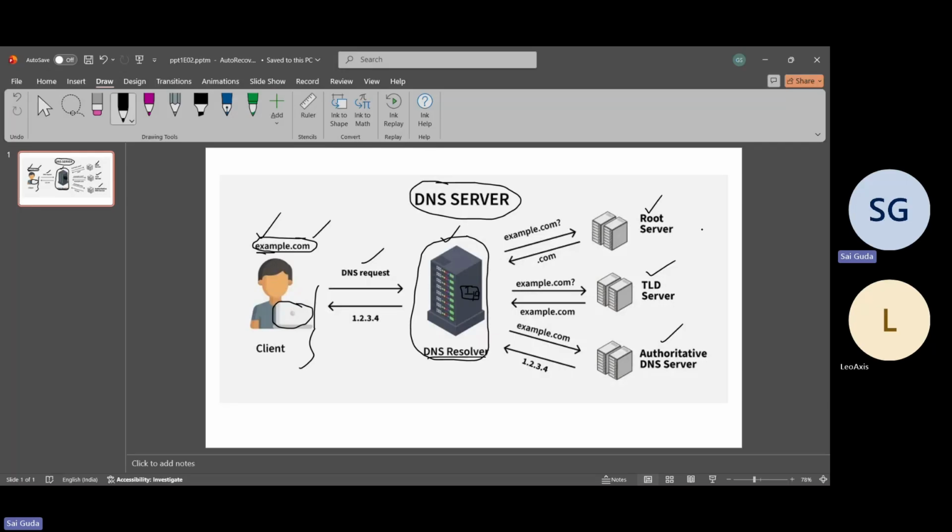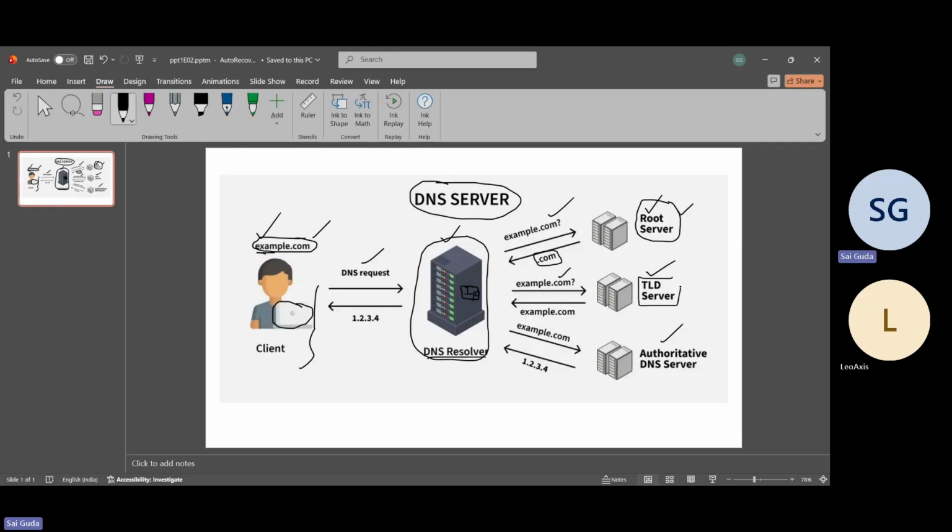now it makes a call to the root servers, which are part of this DNS system. Globally, we have 13 root servers distributed across the world. Now it makes a call to the root server asking where the example.com details are. The root server says, I don't know the example.com details, but I know where exactly this .com is available. So now the resolver, taking that information, again makes a call to the TLD server.